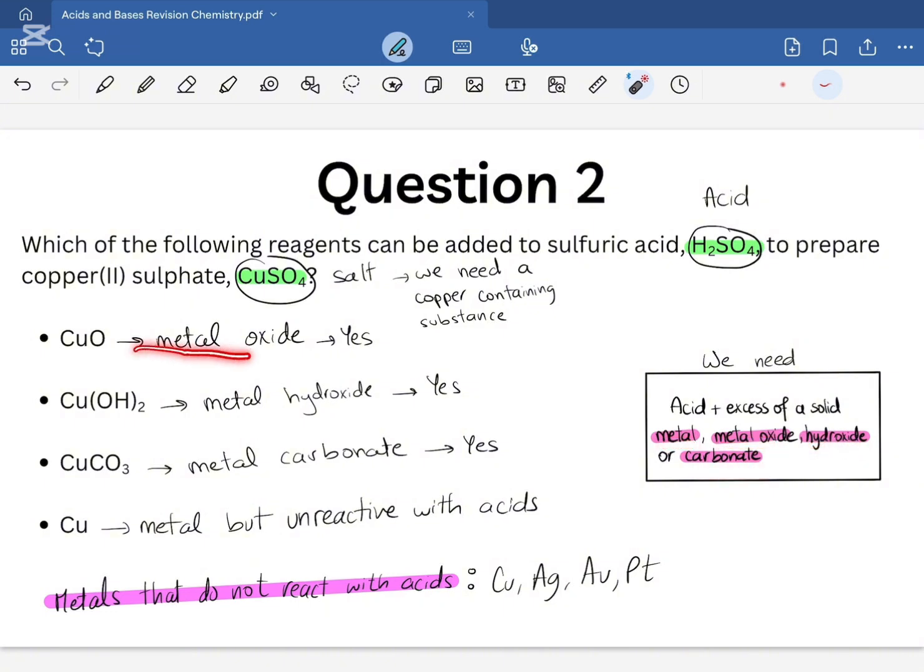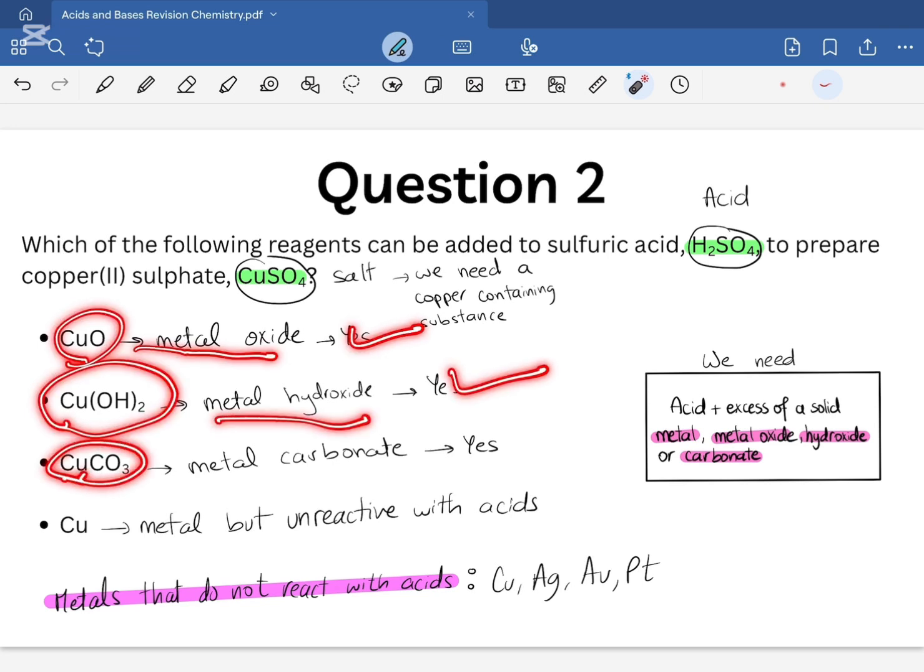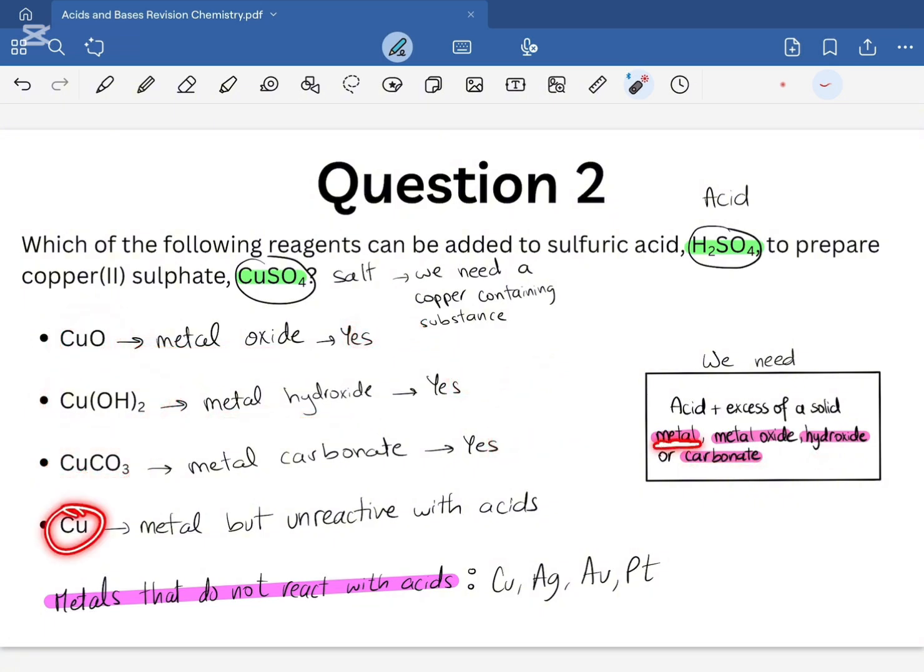This was a metal oxide, CuO, so it's going to work. Cu(OH)2 is a metal hydroxide, so it's going to work. CuCO3 is a metal carbonate, so yes, it's going to work. Cu is a metal, but it's not going to work in this case because Cu is unreactive with acid.